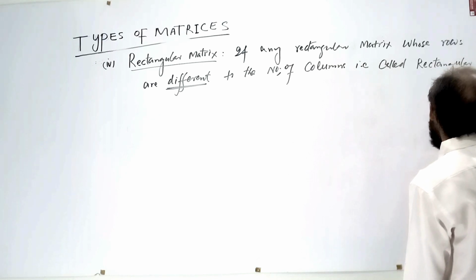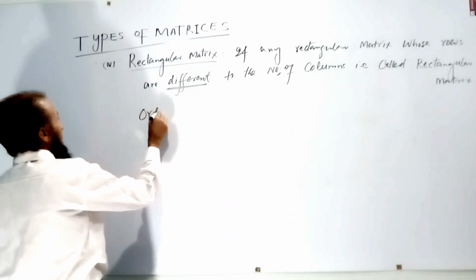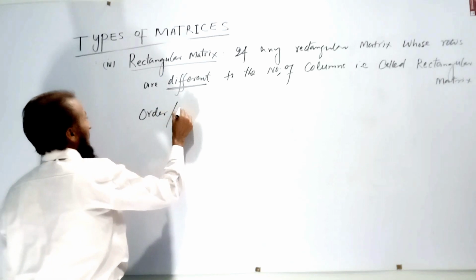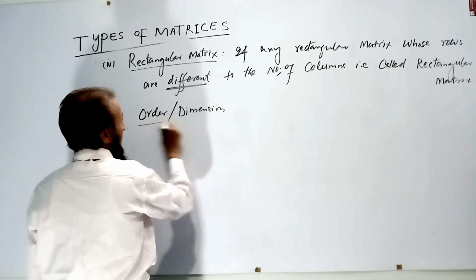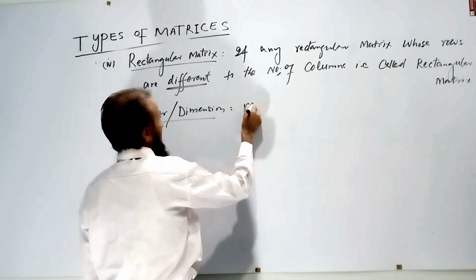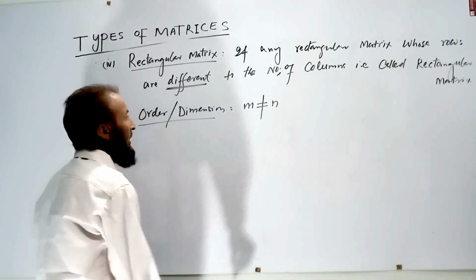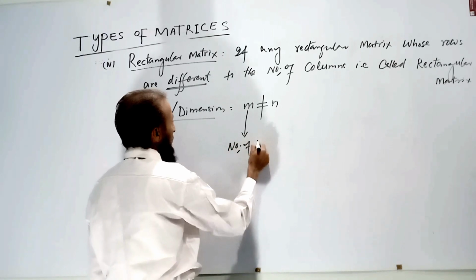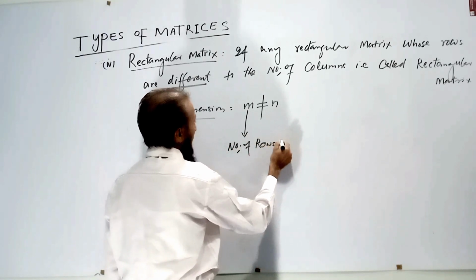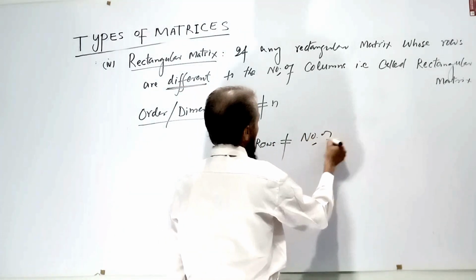Rectangular matrix. Its order form, or dimension form, means that m is not equal to n. It means that the number of rows is not equal to the number of columns.